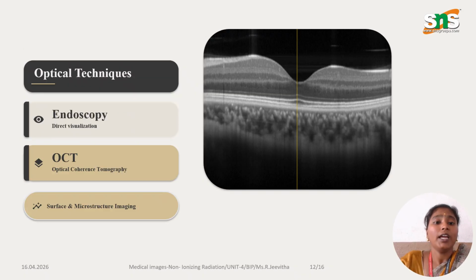There are two main techniques: endoscopy, where a camera is inserted into the body for direct visualization, and OCT, optical coherence tomography, which uses light interference and gives micro-level detail. You use it for surface or near-surface imaging. Examples are the gastrointestinal tract and eye imaging.